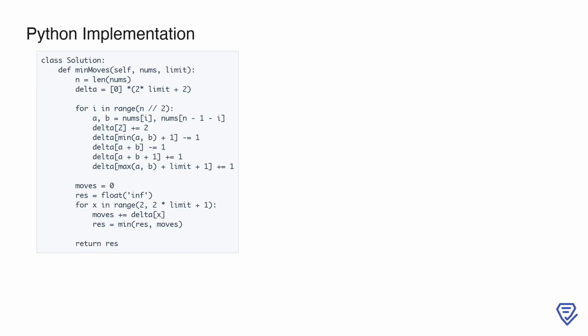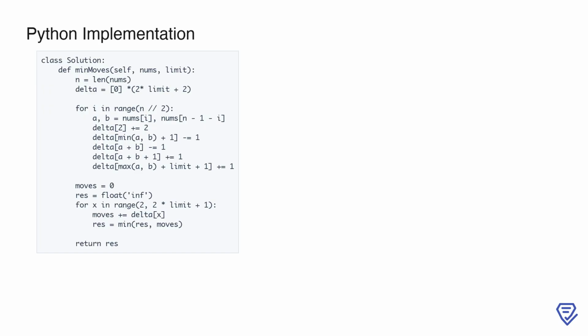Step 3, Calculating minimum moves. We iterate through all possible sums, from 2 to 2 * limit, accumulating the net changes tracked in the delta array. During this process, we calculate the minimum number of moves required to make all pairs complementary. Efficiency. This approach effectively reduces the problem's complexity to linear time, n plus limit, by leveraging the prefix sum technique. This is a significant improvement over naive approaches that would involve costly nested iterations or recalculations.